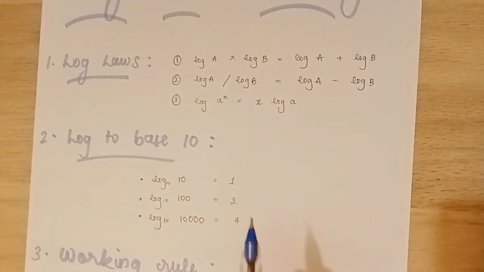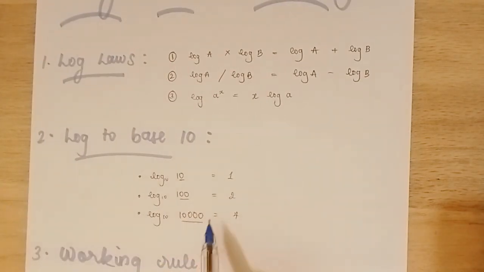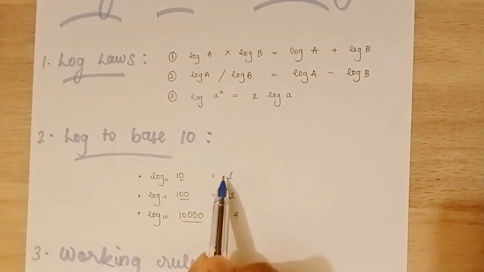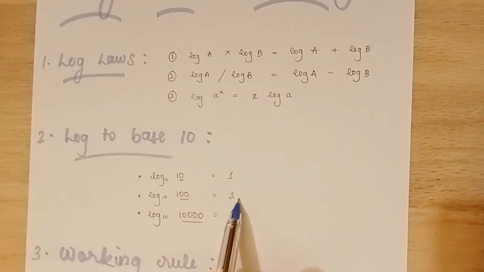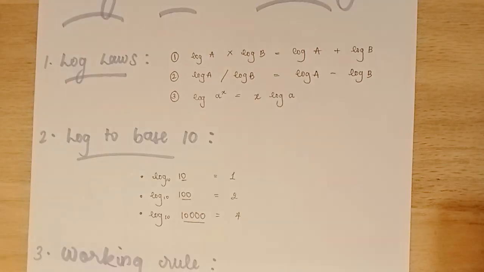Now there is a similar pattern to this. What? The amount of zeros will be the value of the log. See, 1 0 means the value is 1. 2 0, the value is 2. This is only applicable to log and not anti-log.